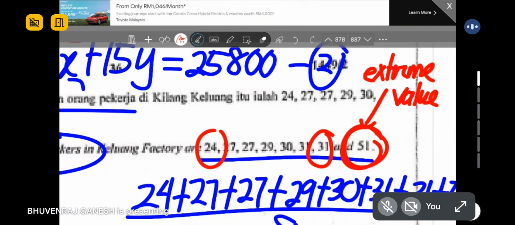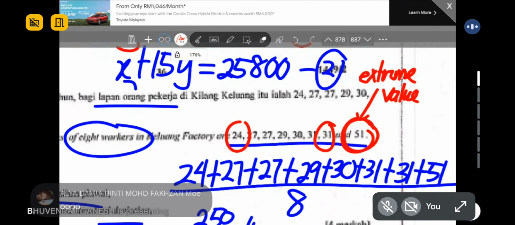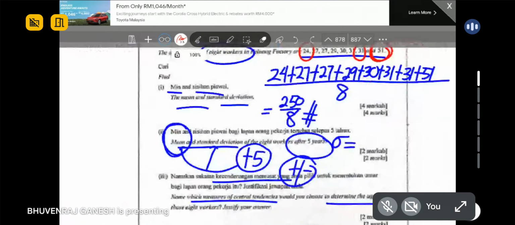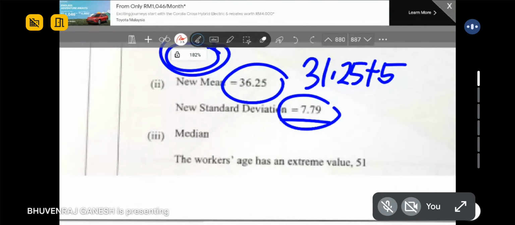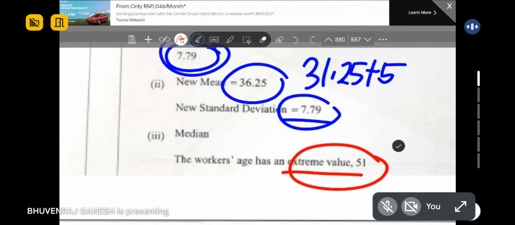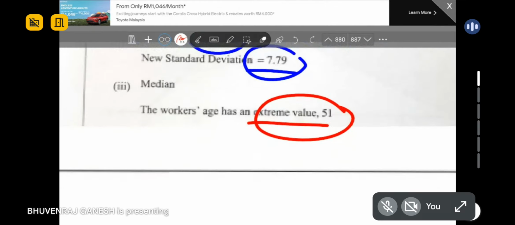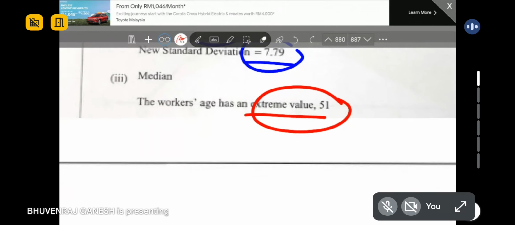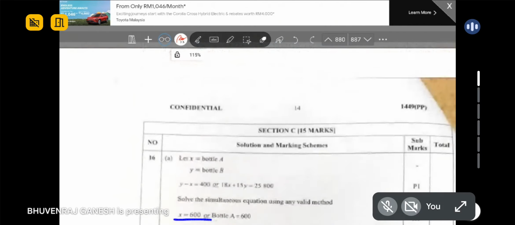So extreme value, you always use median, guys. That's the concept. If no extreme value, you use interquartile range. Kalau tak ada nilai ekstrim, julat antara kuartil. Kalau ada nilai ekstrim, median. Ingat. Okay? So the answer is because the workers' age has an extreme value, 51. Ini sebab dia. Okay? Understand guys? Hopefully this can refresh some of the concept you learned in Form 4. Boleh ulang kaji sikit. Okay? Remember? Alright. So next one.